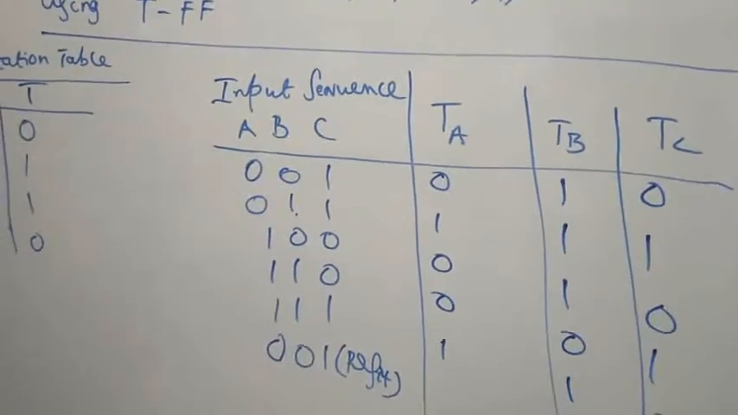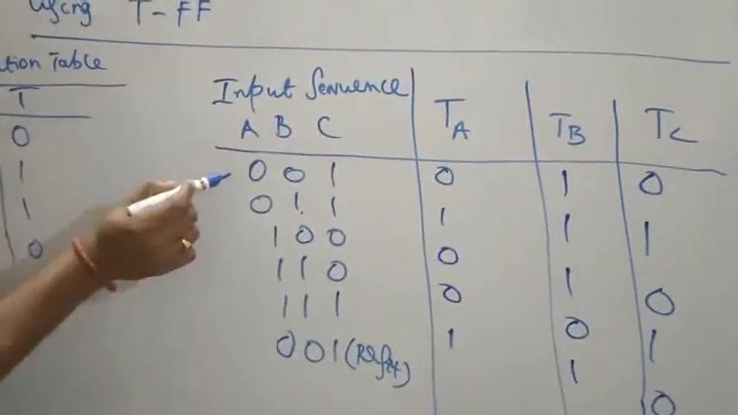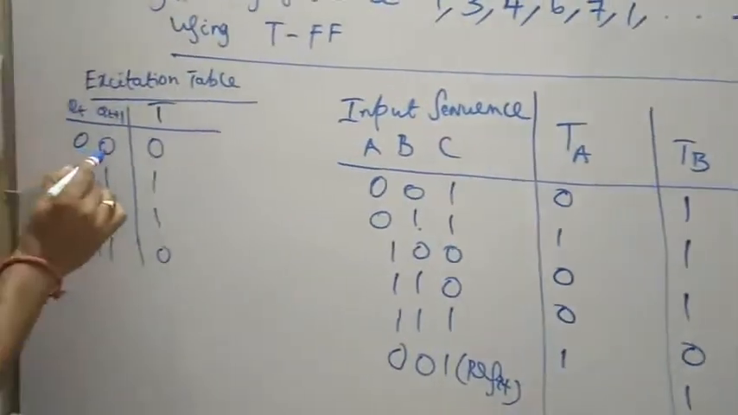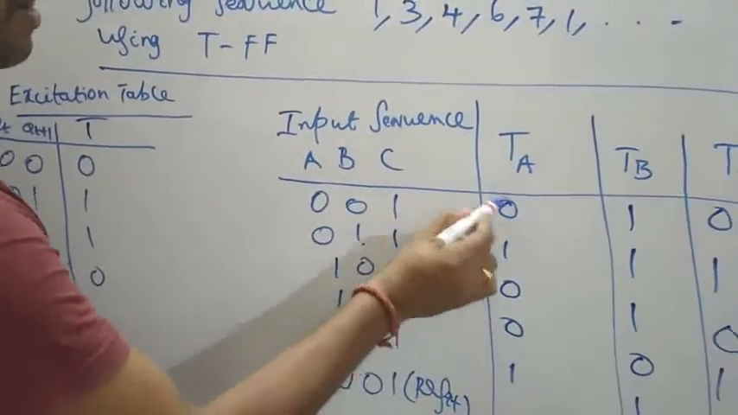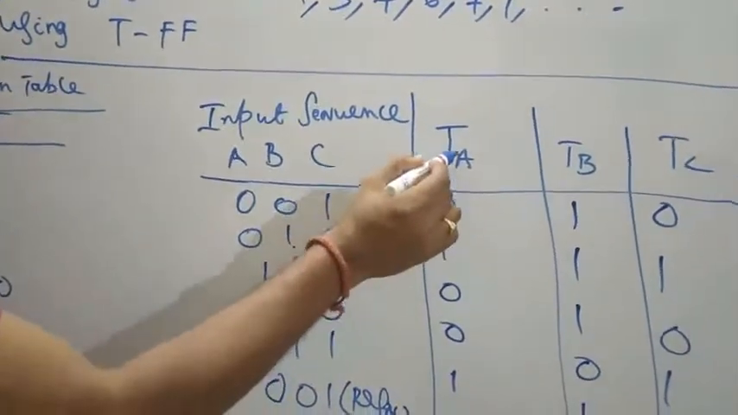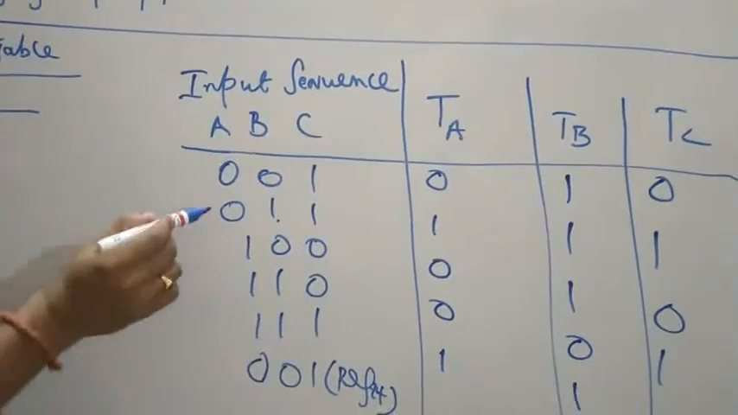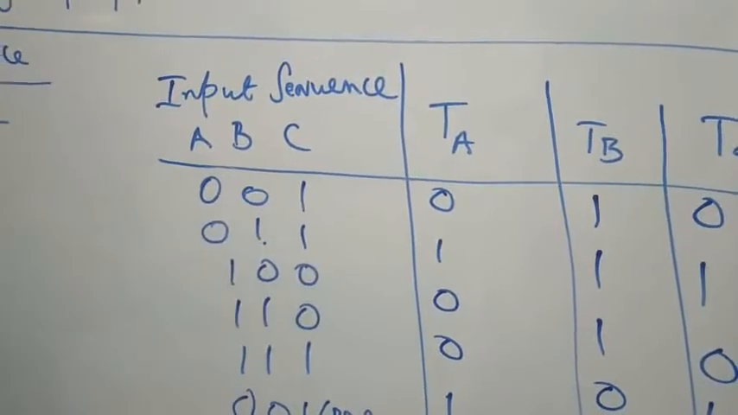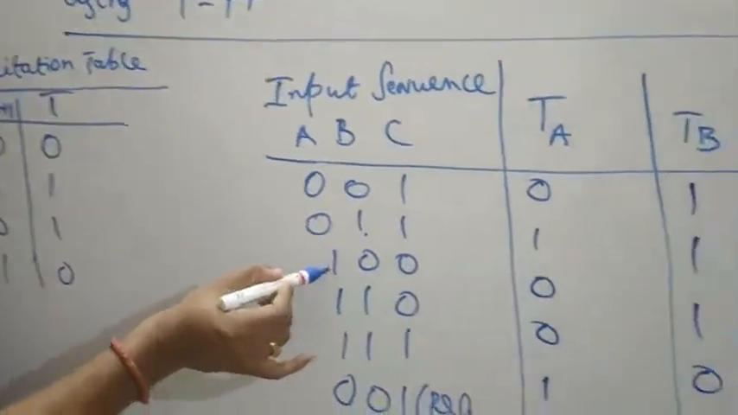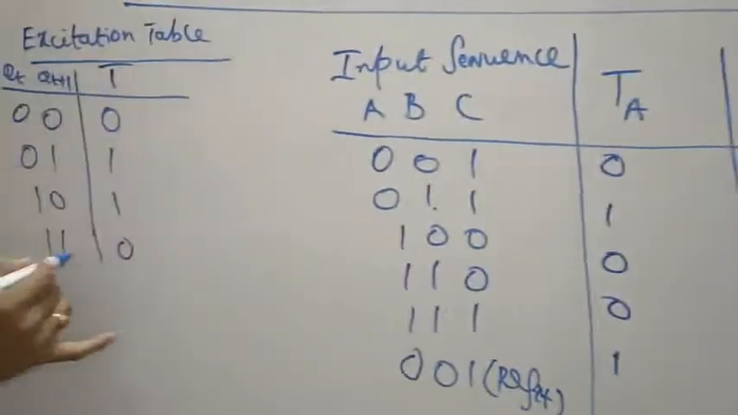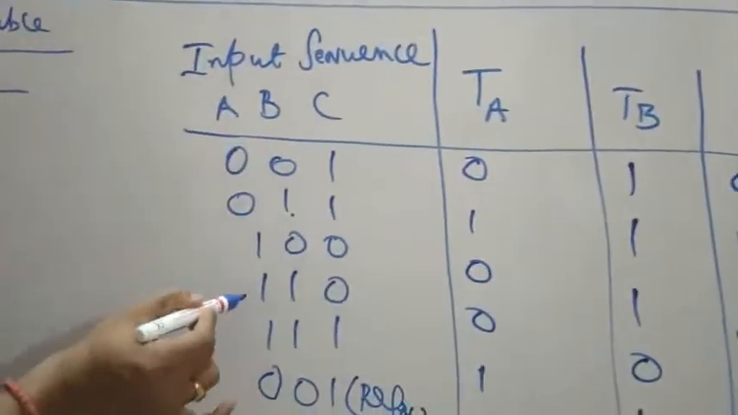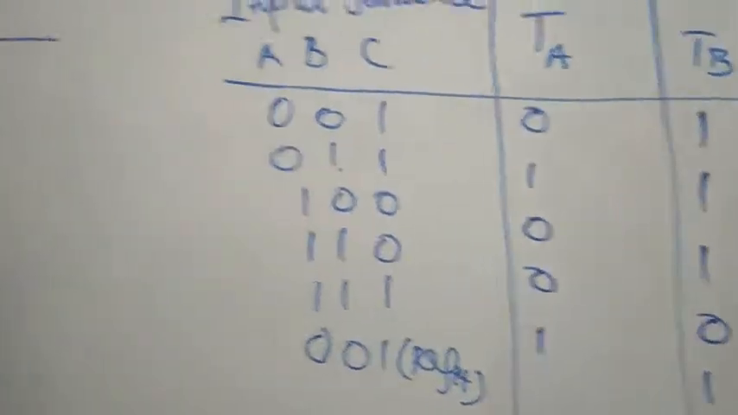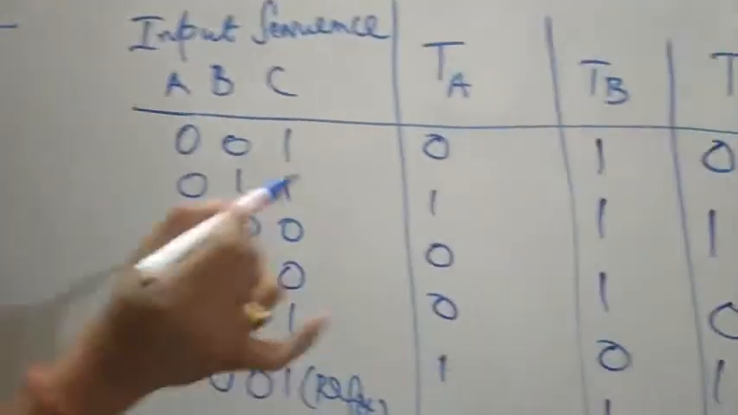Now look at the column of A. Present state is 0 and next state is 0, which means 0 0. What is 0 0 here? 0. So that is why I have put 0 under the flip-flop input TA. Then you compare these two values: 0 1. 0 1 means 1. Then 1 1 means 0. Once again, this is also 1 1, which is 0. Then 1 0 means 1. So that is why it is 1.